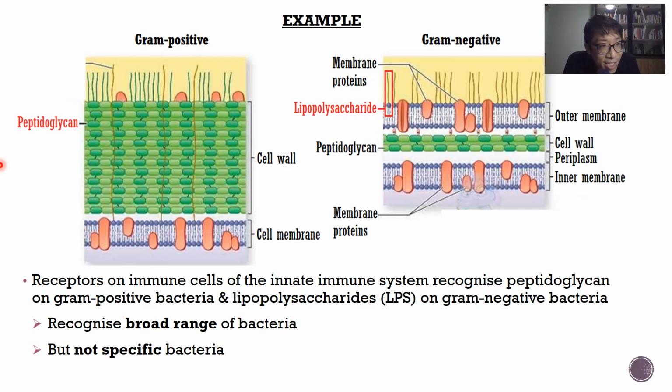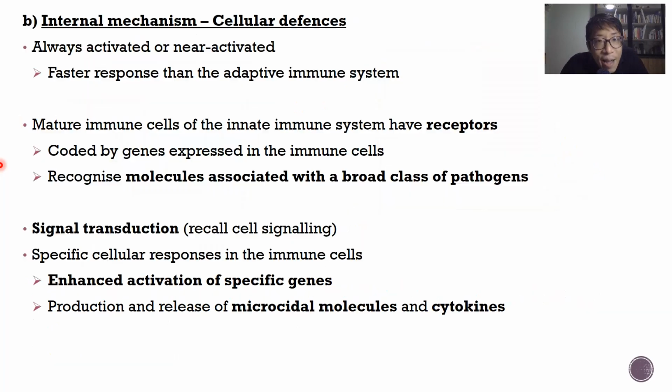So they would recognize that this is a bacterium, this is a gram-positive bacterium, but don't know which kind, right? Or if it is a gram-negative bacteria, then there will be this outer membrane with the lipopolysaccharide, right? So the innate immune cells would be able to recognize the bacterium, but not which type. Yeah, so that's why it's again a very broad, non-specific recognition. For example, for bacterium.